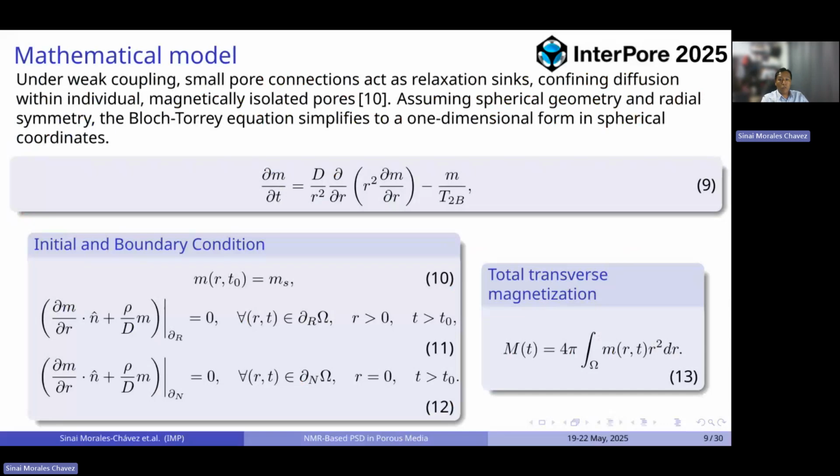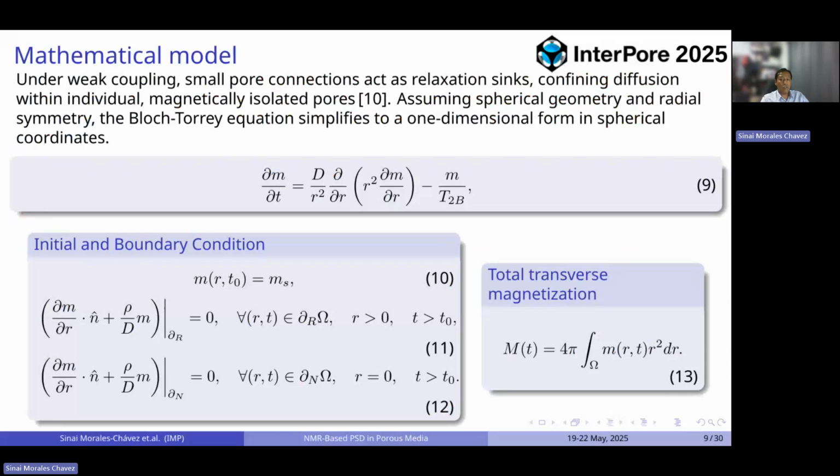Let's now move on to the mathematical model used to simulate the magnetization behavior within individual pores. Under weak pore coupling, meaning that pore throats are small and act as diffusion sinks, we can assume that each pore behaves as an isolated relaxation domain. Furthermore, we consider spherical geometry and radial symmetry, which allows us to simplify the Bloch-Torrey equation to a one-dimensional form in spherical coordinates. The resulting equation is equation number 9.